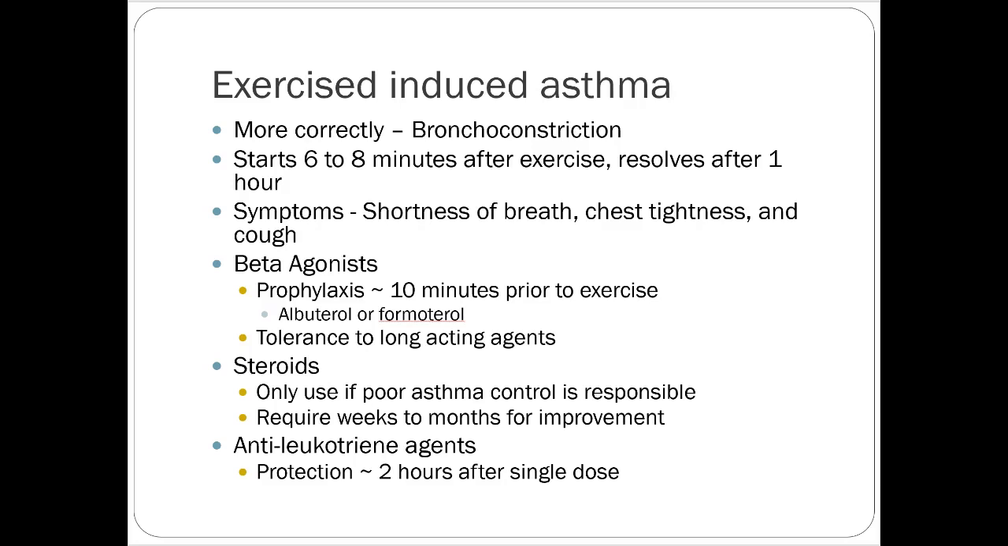All right, exercise-induced asthma would be something causing bronchoconstriction during exercise. It usually starts about 6 to 8 minutes after exercise and resolves 1 hour after completion. Causes shortness of breath, chest tightness, and cough. Beta agonists work quite well. So some people will inhale something like albuterol 10 minutes prior to exercise. Formoterol might be a better choice if they're doing something long, like running a marathon, but albuterol is probably fine.